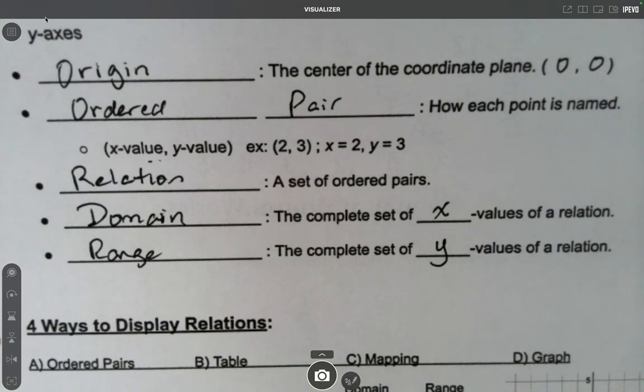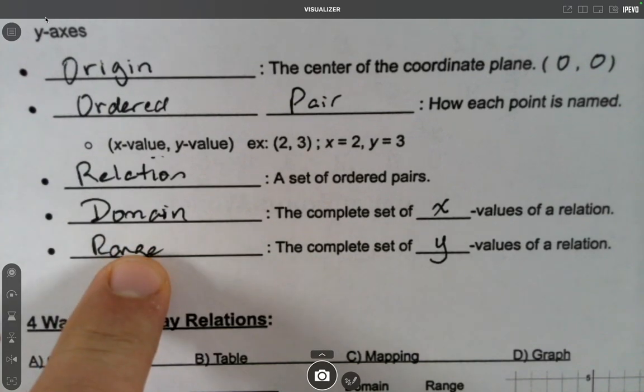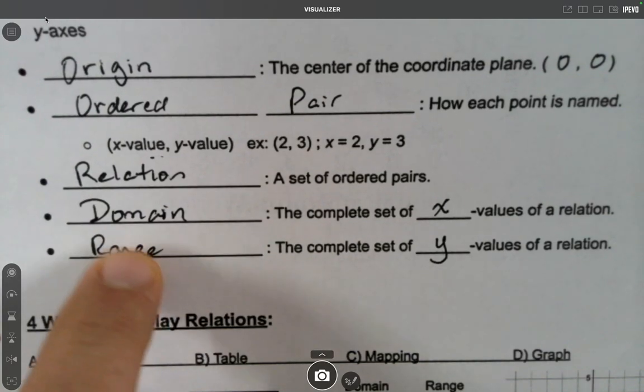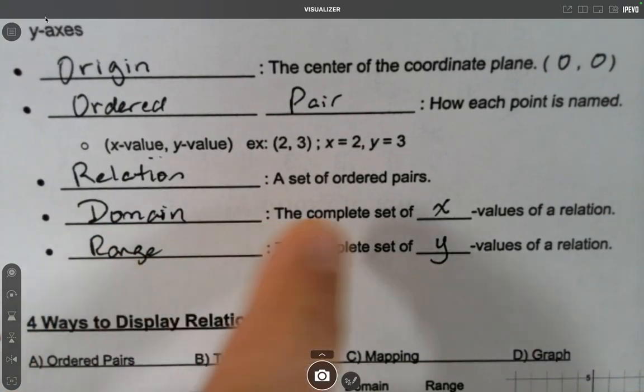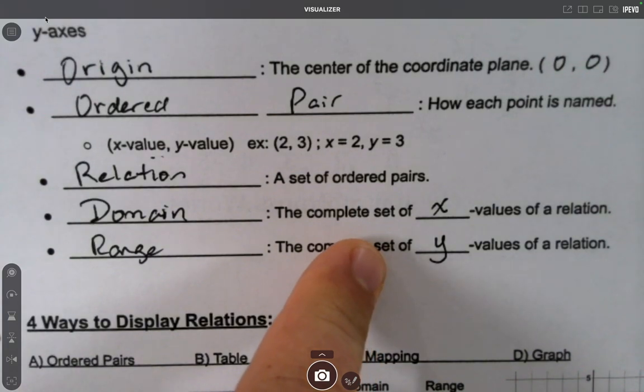So I want to briefly try to give you some ways you can easily remember, or hopefully easily remember, which one goes with x, which one goes with y. So one simple way is just think alphabetical. D comes before R in the alphabet. D for domain, R for range. And X comes before Y in the alphabet. So you could remember it that simply.